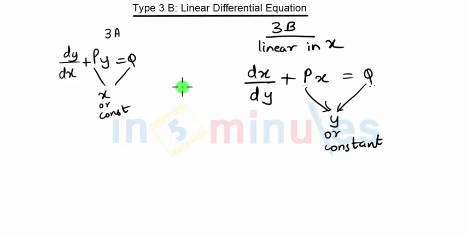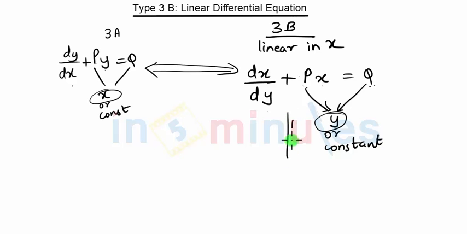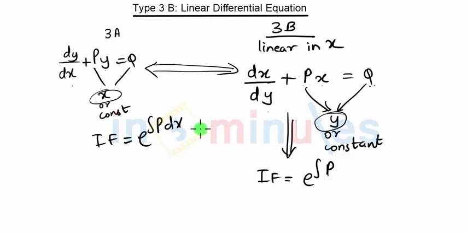So basically these two equations are exactly similar. Here we have dy by dx, here we have dx by dy. P into y, P into x, here we have Q, here also we have Q, but P and Q here are functions of x, but P and Q here are functions of y. In this the integrating factor is given by e raised to integration of p. Here we have integrating factor as e raised to integration of p dx. Here we have integration of p into dy.